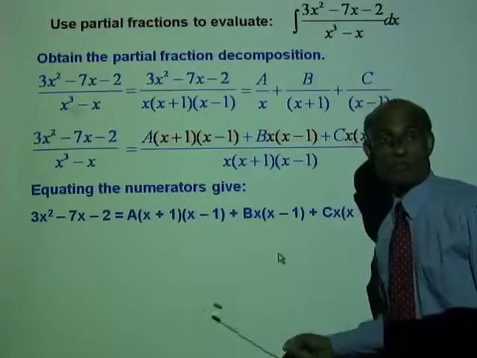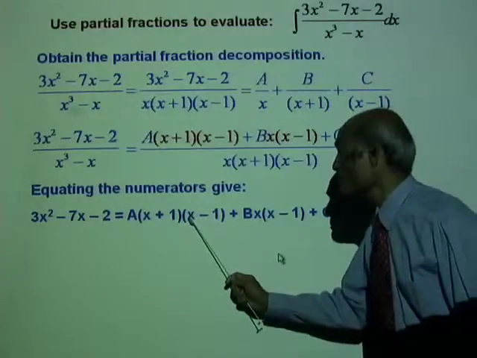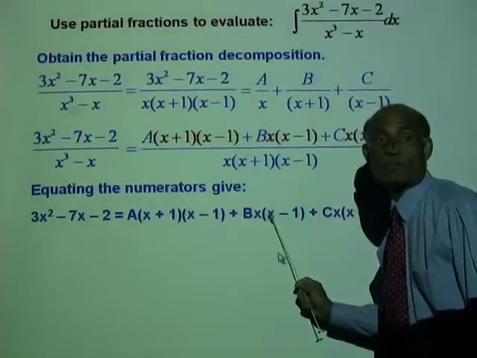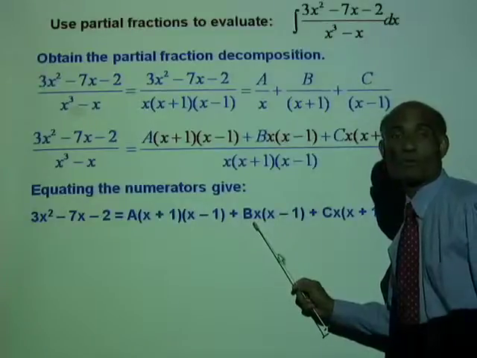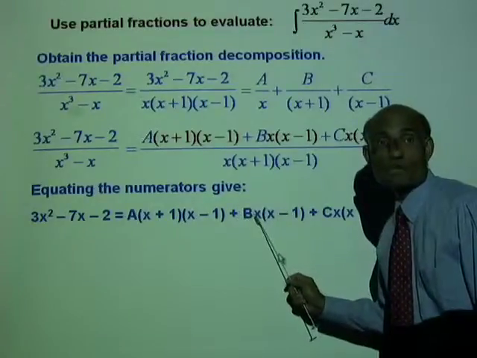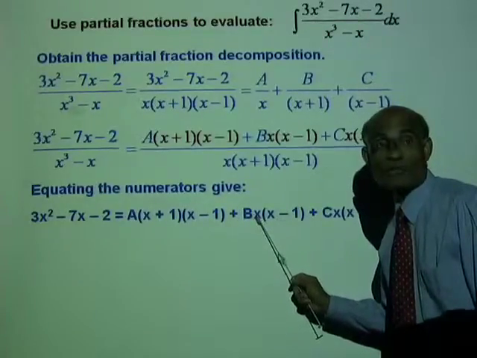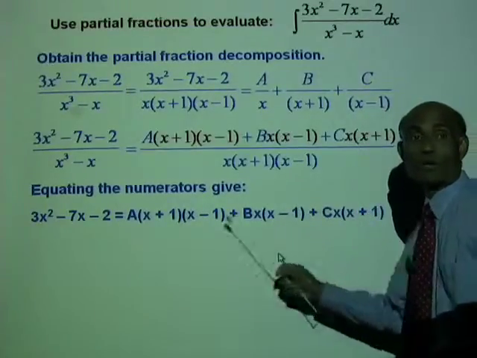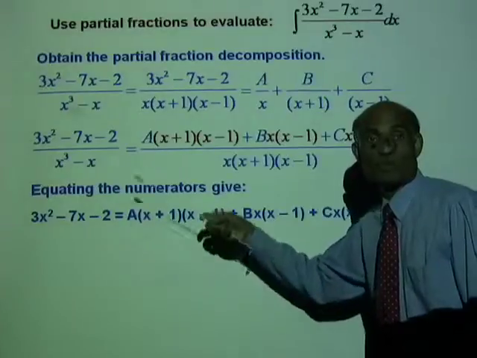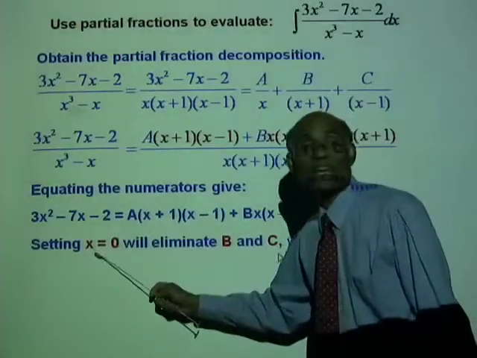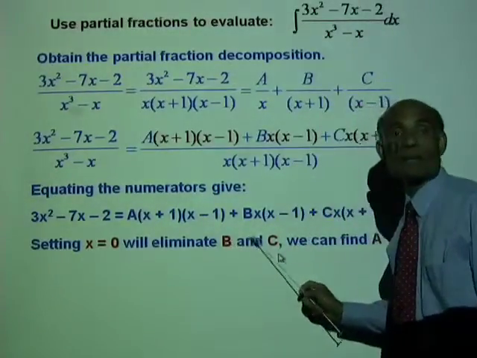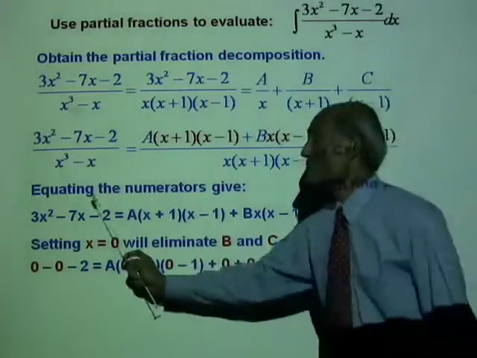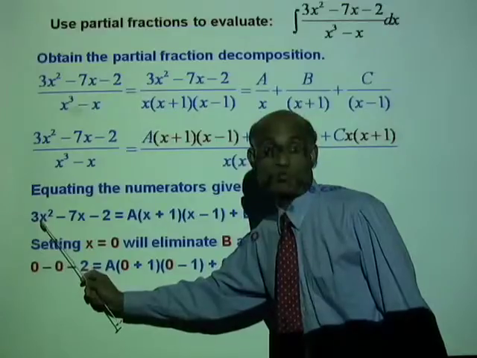There are a couple of options. If you choose x equal to 1, this will go to 0 and this also will go to 0. Another option is if you choose x equal to 0. Look at that. x equal to 0 will reduce this to 0 and that to 0, and you can find A. That's the way to look for it. So let's set x equal to 0. That will eliminate B and C. We can find A. Let's do that. Set x equal to 0. That's the most convenient one.